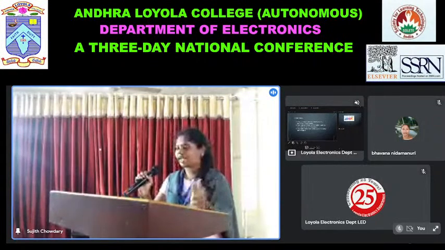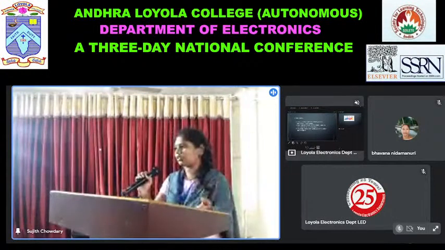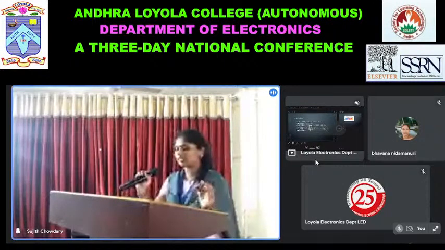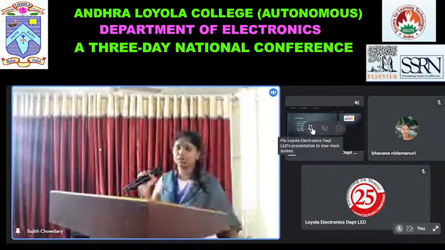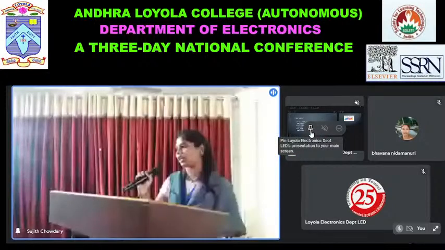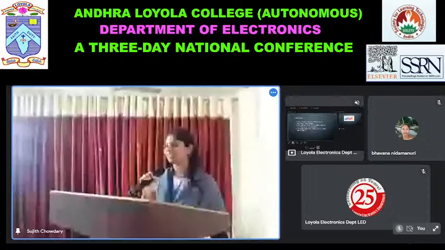What more can be said? It supports 8 devices in one phone at the same time. It is ultra small and portable. So, who wants to lose their valuables overnight? I suggest that the Bluetooth anti-theft device is very useful. This essentially expands your reach to anywhere in the world. The more people use this, the better the capability of the device. Thank you. Does anyone have questions?